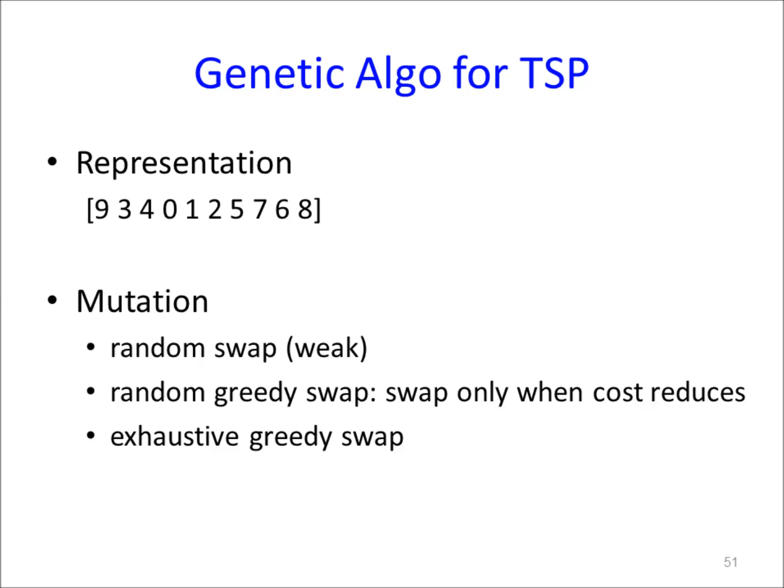Exactly. So this is the suggestion again. Is this a good suggestion? Yeah, I mean, that's what I'm told. It's a good suggestion for TSPs. Random greedy swap: pick two cities randomly, swap them if the cost reduces. Okay. Isn't that just hill climbing? The mutation part is, yes.